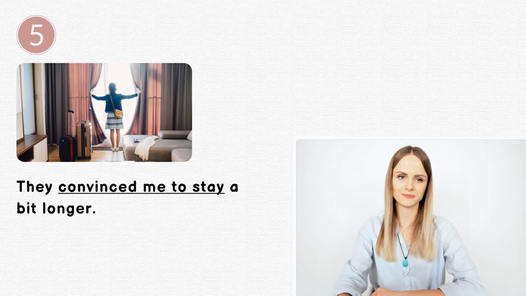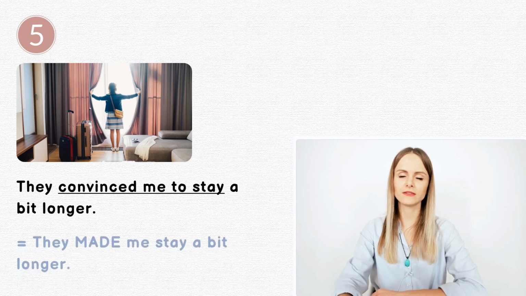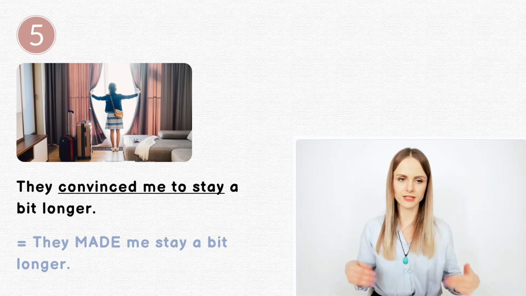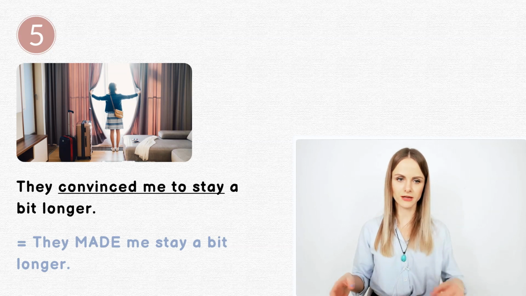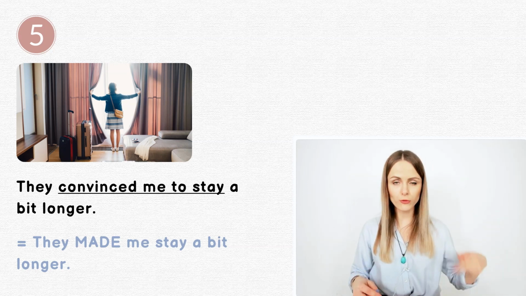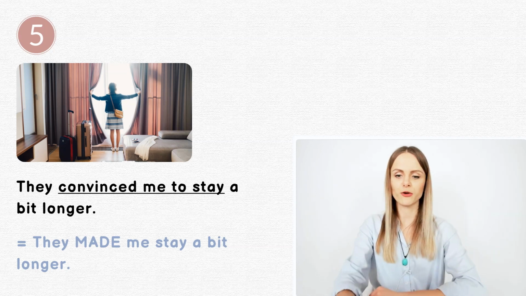Sentence number 5. How would you paraphrase this one? Have you got this? Let's have a look at the key. They made me stay a bit longer. So you see, they convinced me or they forced me to stay a bit longer could be replaced with they made me stay a bit longer. Remember, we don't have this to. If they convinced me to do something, they forced me to do something, you have this to, but here we delete this to and we say they made me stay a bit longer.